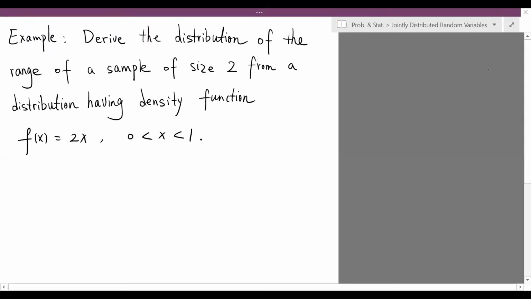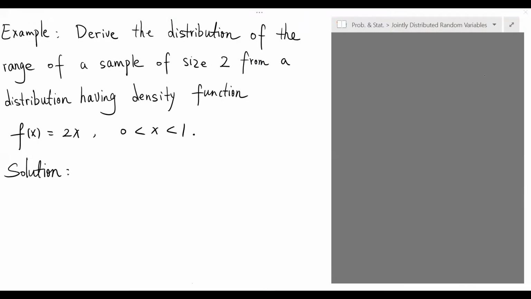In the second example, we want to derive the distribution of the range of a sample of size 2 from a distribution having density function f of x equals 2x when x is in between 0 and 1. Let's find the distribution function for the random variable first. When x is in between 0 and 1, the integral of the density function 2t is just given by x squared.